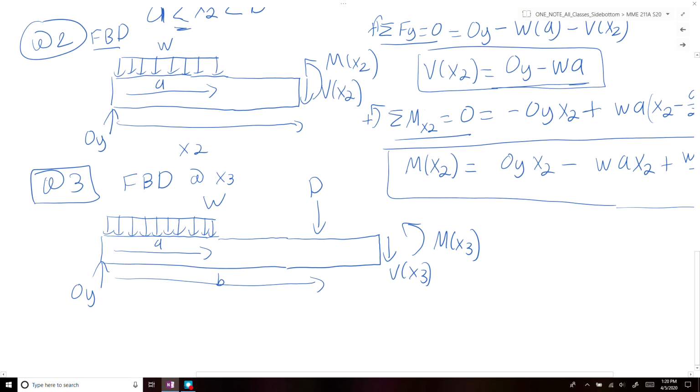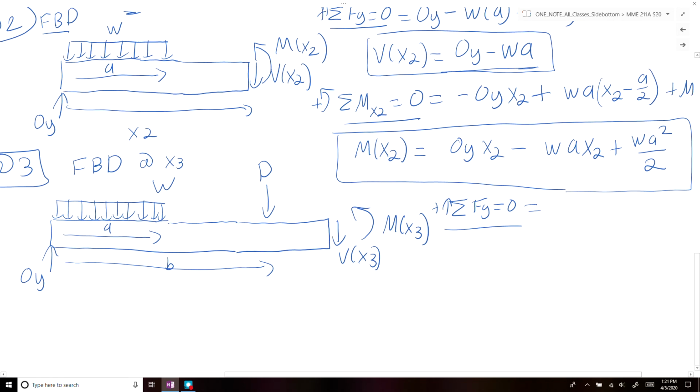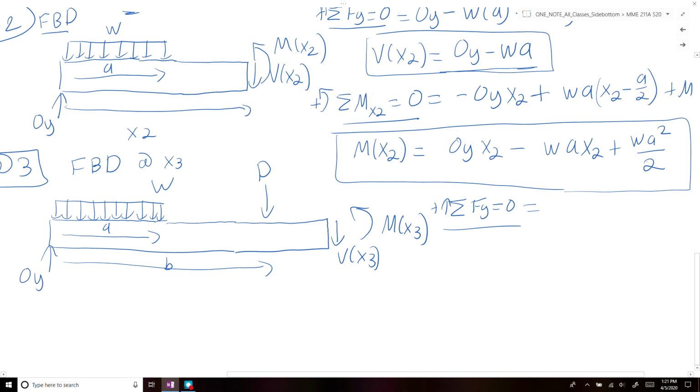So again, to find V of x3, we're going to sum all of our forces in the y direction and set them equal to 0. If we do that, we'll get O of y minus W A minus P minus V of x3. So V of x3 is going to be equal to OY minus WA minus P.